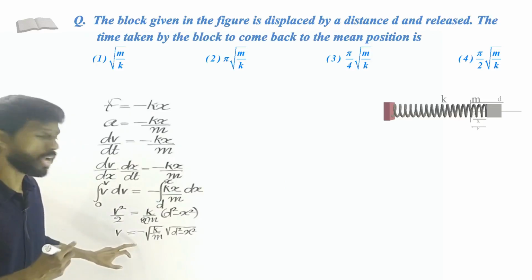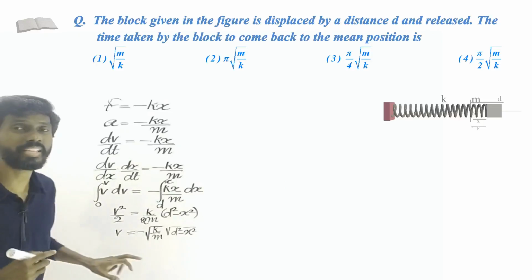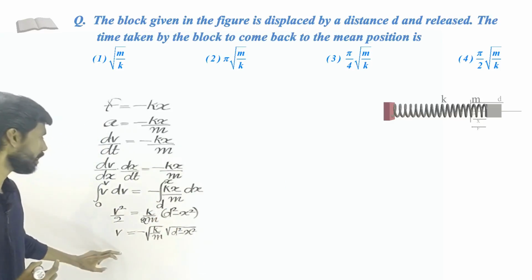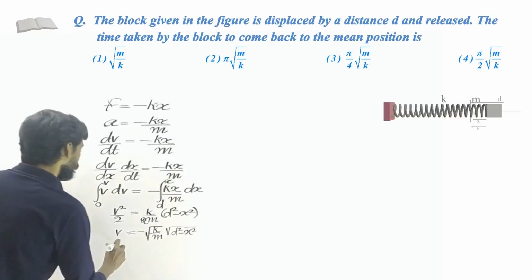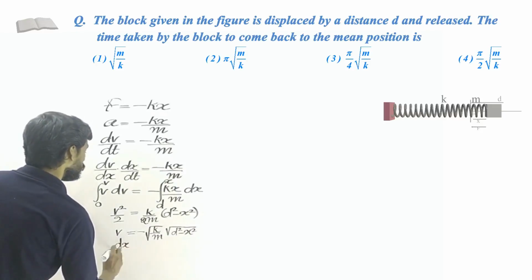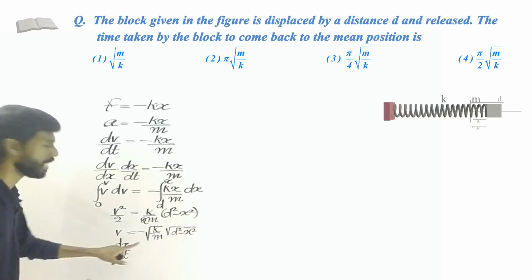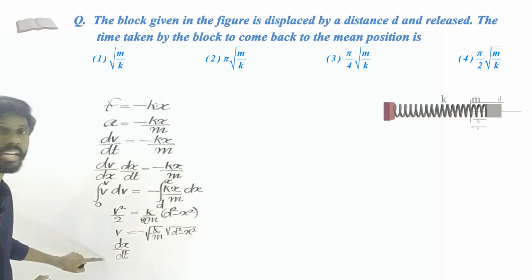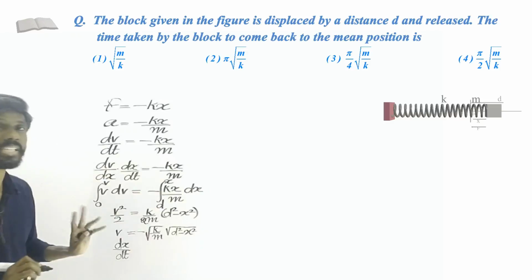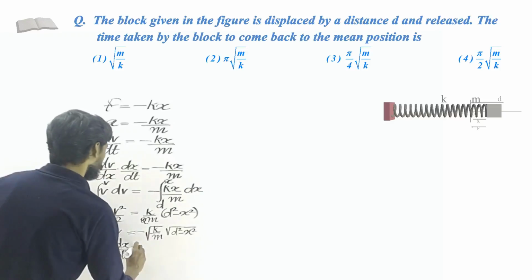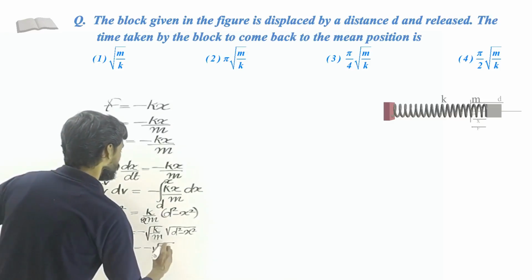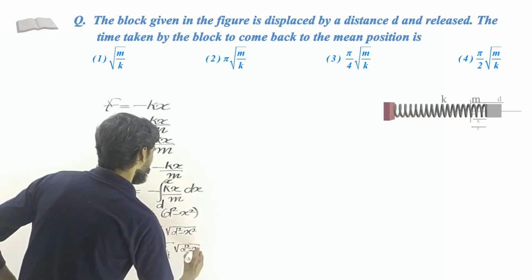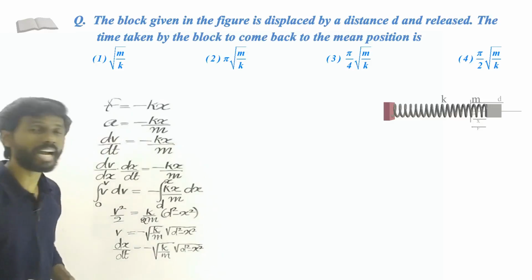So this is v. But what is v actually? v is the rate of change of displacement, that is dx divided by dt. So dx by dt is this value. If you don't put a negative sign here, then when you write dx by dt, that is minus v. So there also we can adjust it in any case. So dx by dt is negative, so that is minus root k by m root d square minus x square. So that is dx by dt.